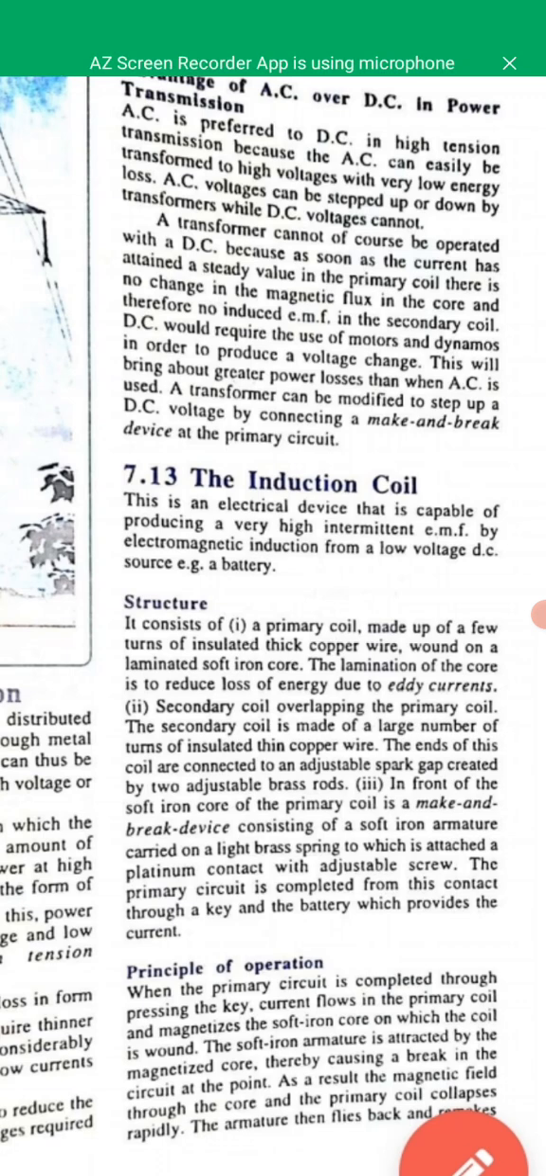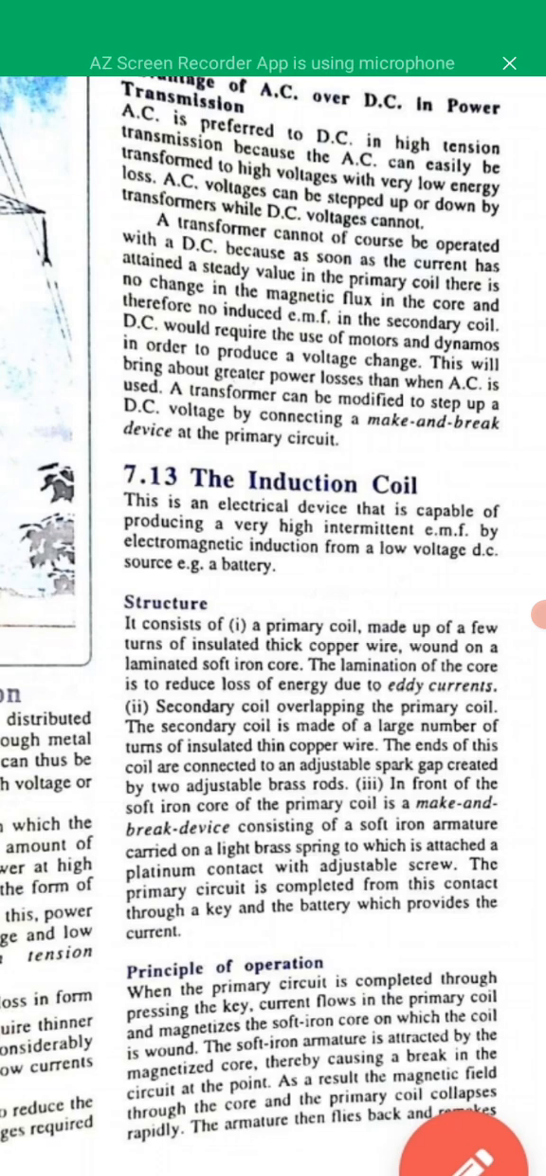Therefore, a transformer can be modified to step up a DC voltage by connecting a make and break device at the primary circuit. What does that mean? Make and break, we're talking of something like a fuse. So that when the voltage is high, instead of it affecting gadgets in your house, the fuse will be burnt. When the fuse is burnt, we call it a circuit breaker. It will be burnt in place of your devices at home. So a transformer can be modified to step up a DC voltage by connecting a make and break device at the primary circuit. So we stop there.